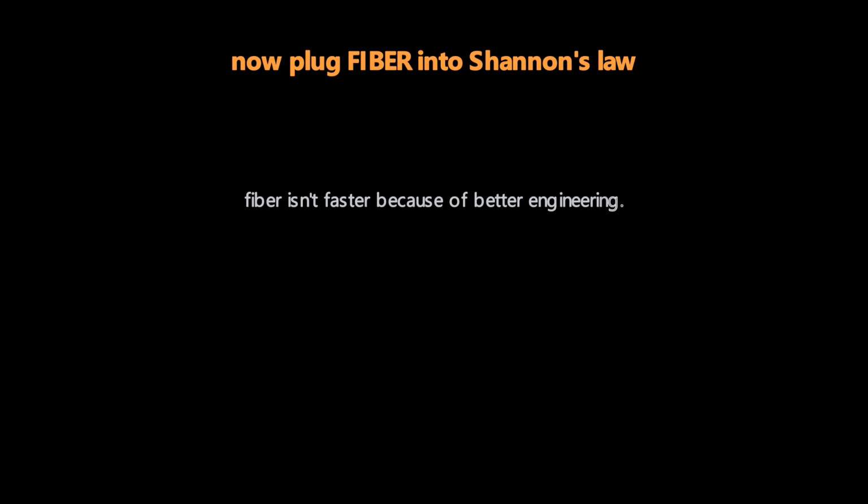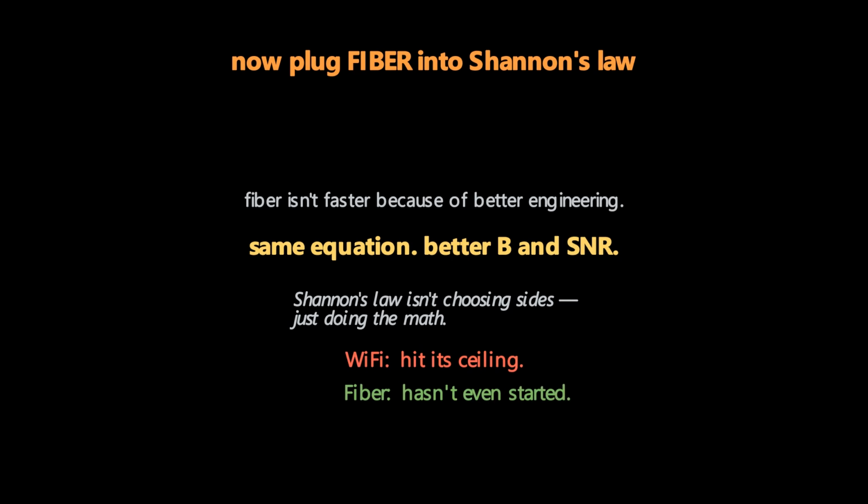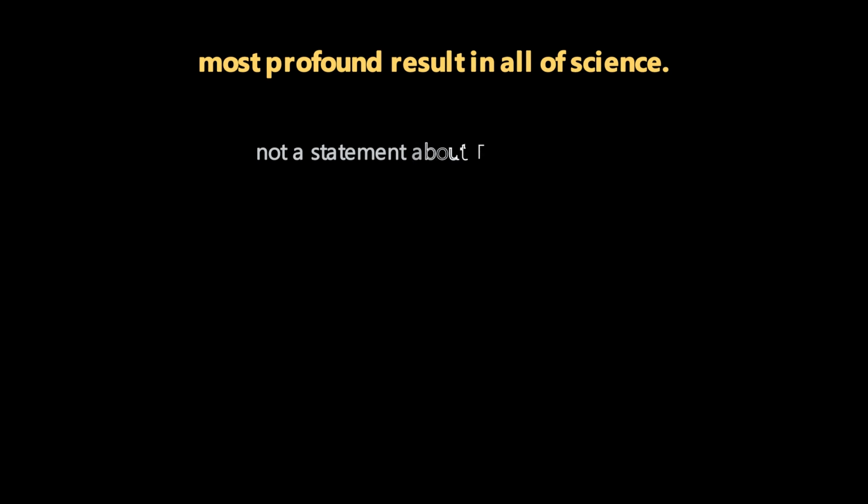Fiber isn't faster than Wi-Fi because of better engineering. It's faster because the same equation gives radically better numbers when you have more bandwidth and less noise. Shannon's law isn't choosing sides, it's just doing the math. Wi-Fi has hit its physics ceiling. Fiber hasn't even started. Here's what makes Shannon's theorem one of the most profound results in all of science.